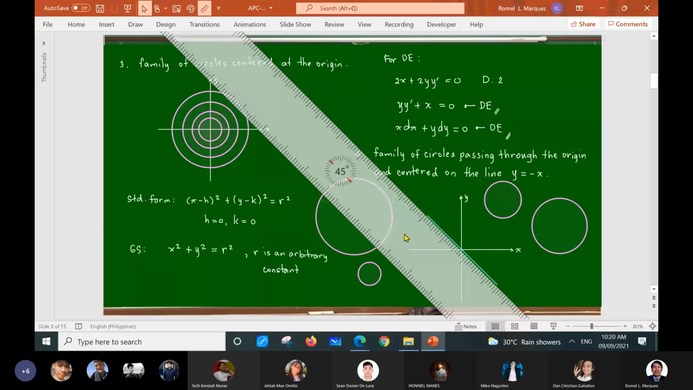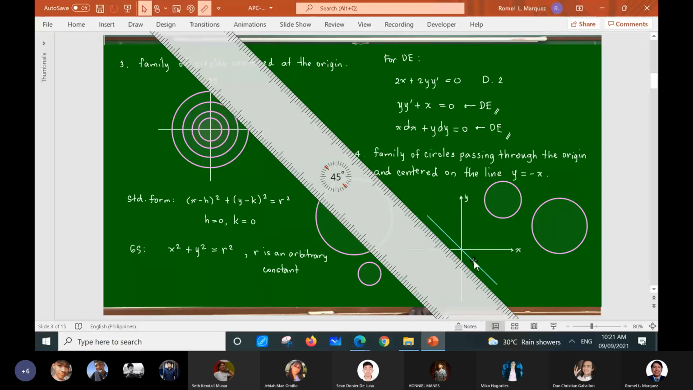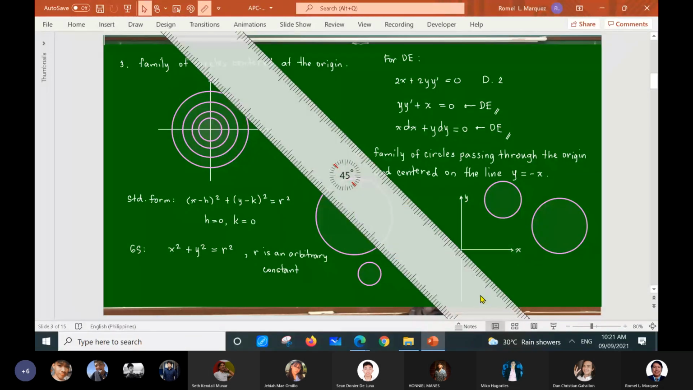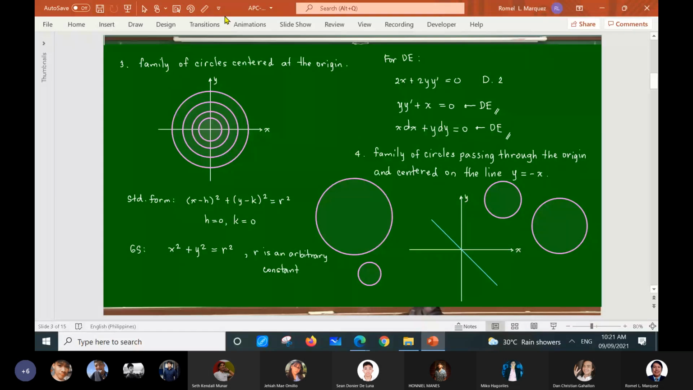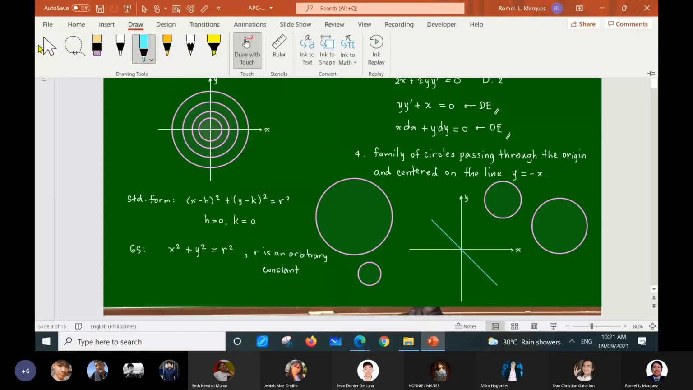Tama ba? 45 degrees na? Mabuti pa yata, ni-ruler ko na lang para mas sigurado. Yan o, rulerin natin. Okay? May ruler ako dyan. Yeah. So, that is 45 degrees. Accurate. Okay, guys? Ayaw nilang sumagot. Yes po.